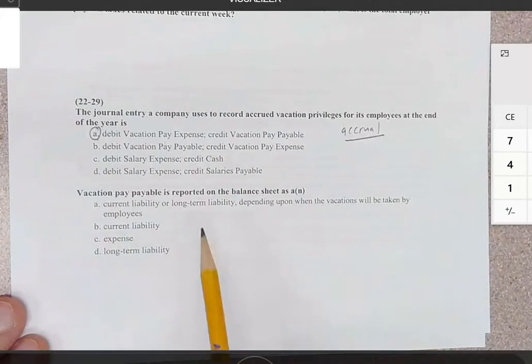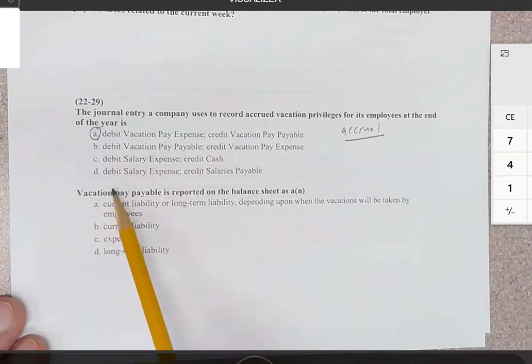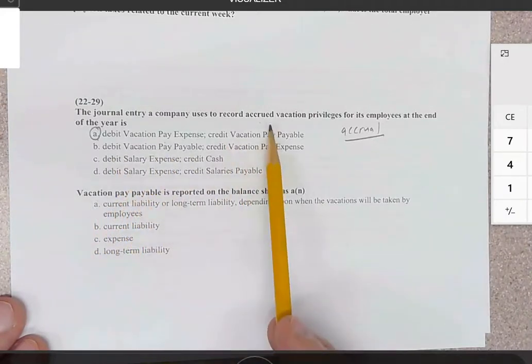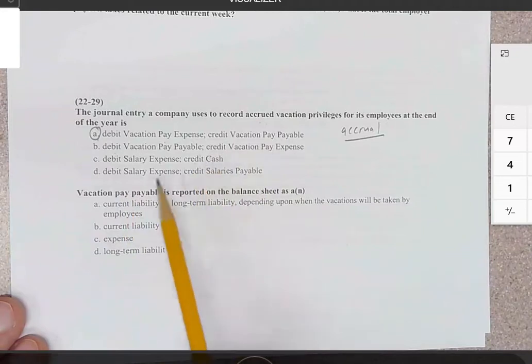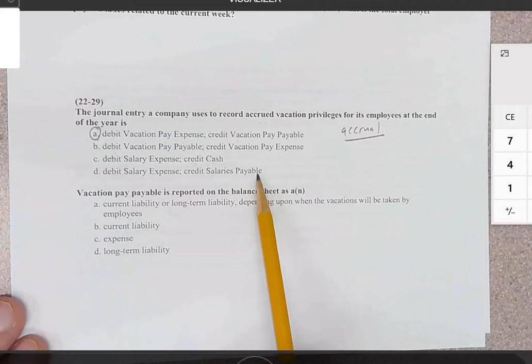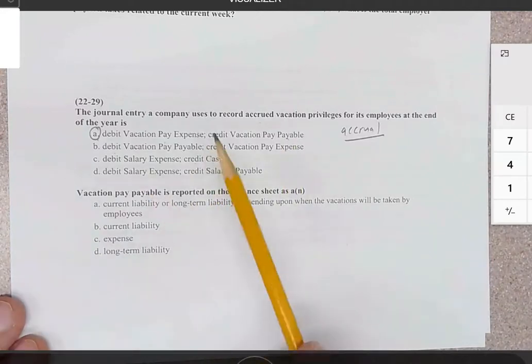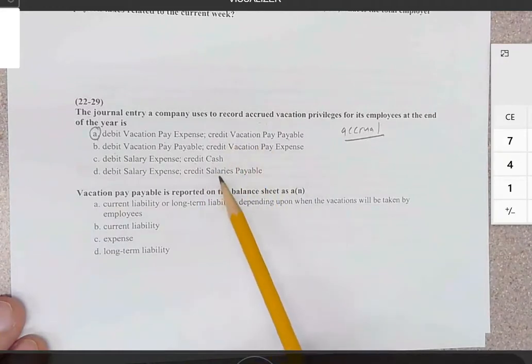If we look over here, in the accrual process we would never debit vacation pay. We haven't paid anything, so we can't credit cash, so C is wrong. And then let's look at D. With D, we have a payable, but we're getting ahead of ourselves. We have to set up the vacation pay payable first. Later on, when an employee takes the vacation, we can then debit the vacation pay payable and credit salaries payable, because we still haven't paid them yet. But for our purposes, based on our question, choice A is the correct answer.